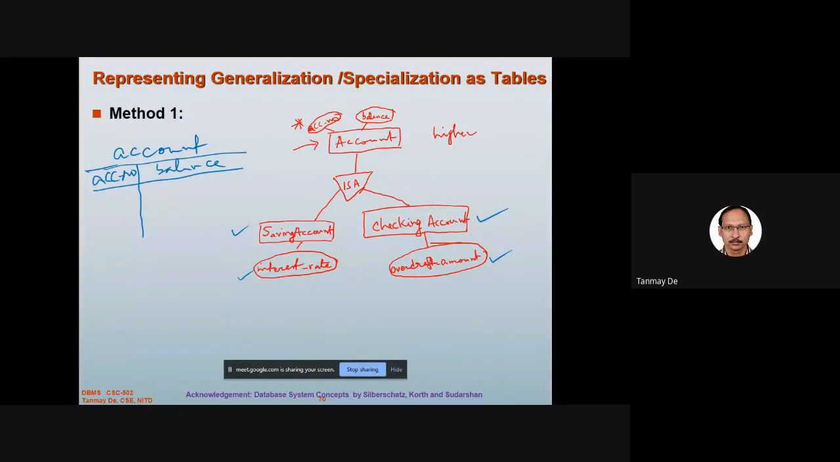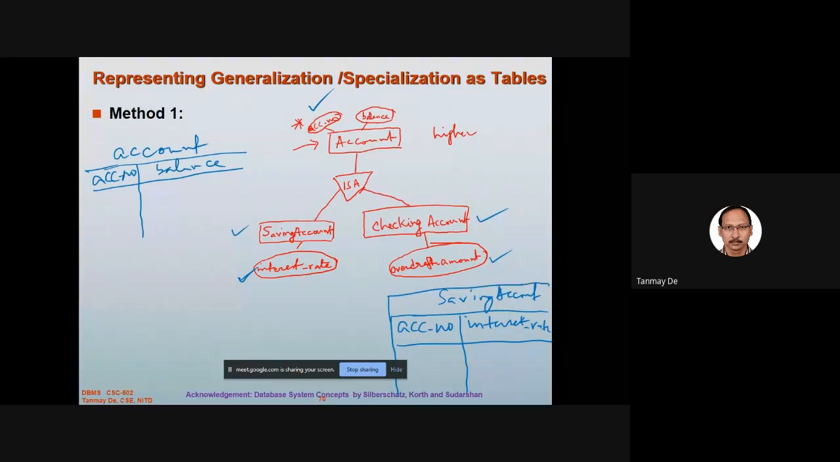So there is another table. What is the table name? The table name is saving account. In saving accounts, what are the columns? One column is the primary key of the higher level entity set. Which one is the primary key of the higher level entity set? Account number. And another column is the local attribute, that is the interest rate. So this is the table for saving accounts.